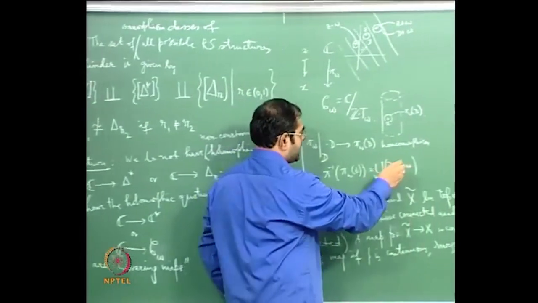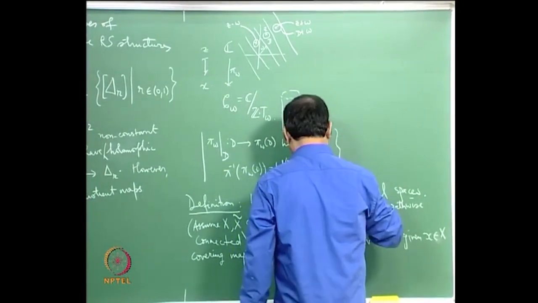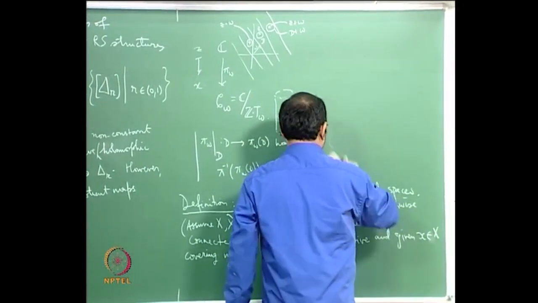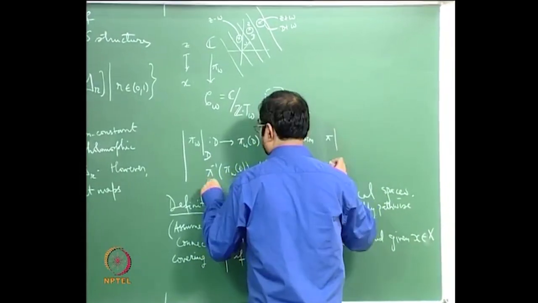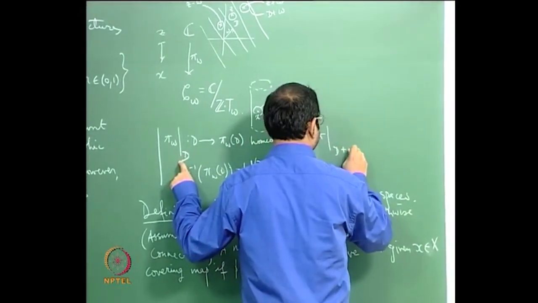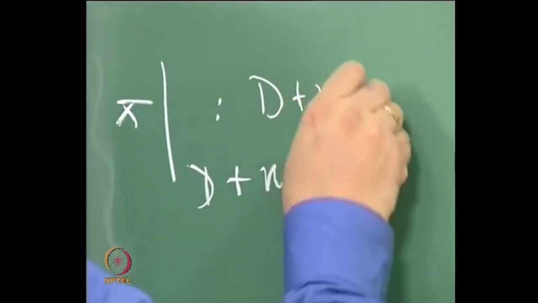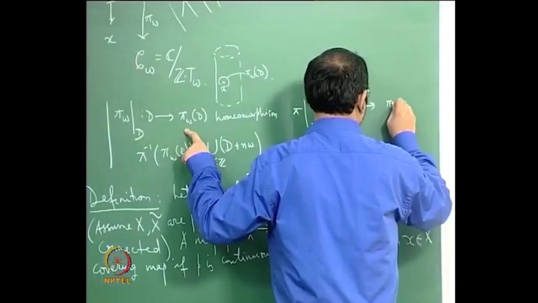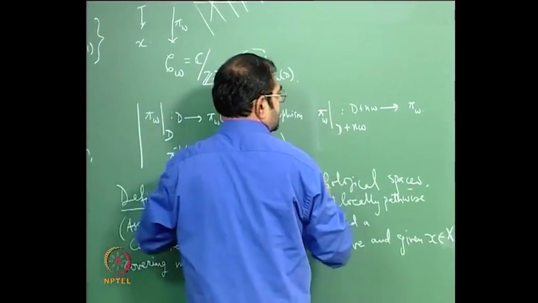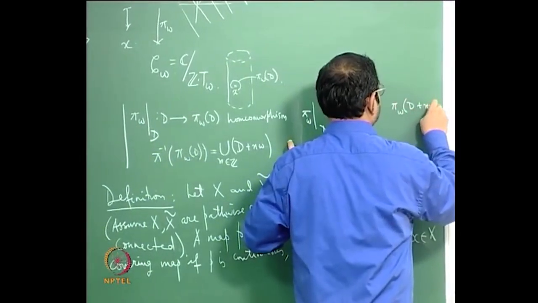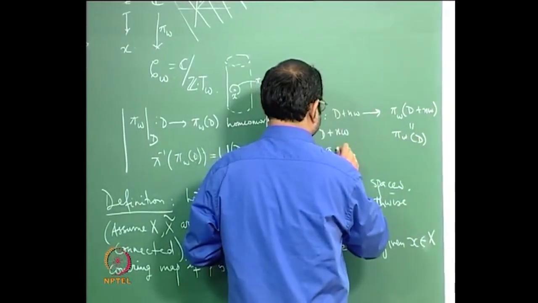So in fact, what I should tell you here also, let me add that condition here, that is another remark: pi restricted to D plus n times omega, from D plus n omega to pi omega of D, is also a homeomorphism.